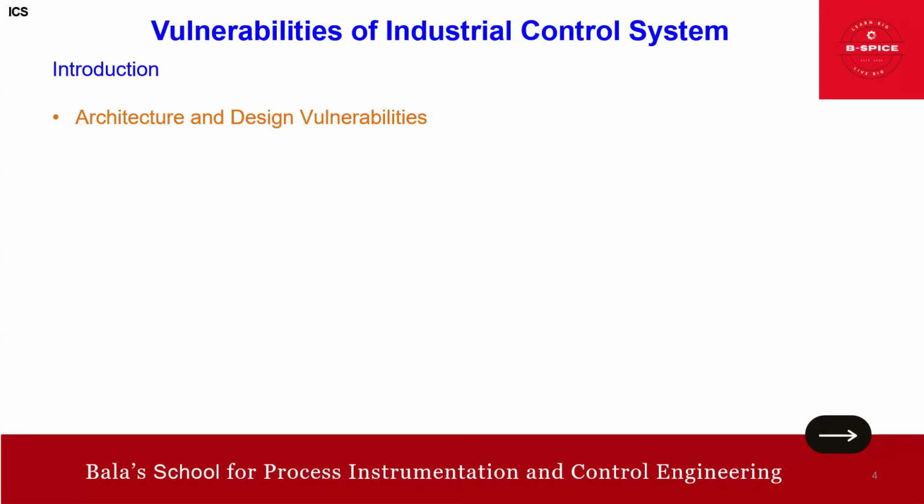One is the architectural and design vulnerabilities. Friends, in this, deficiency in the overarching system architecture and design can be leveraged by malicious actors to obtain unauthorized access or manipulate the control process. This is one of the aspects. So you can understand how robust the architecture should be. Of course, we are going to discuss it in detail.